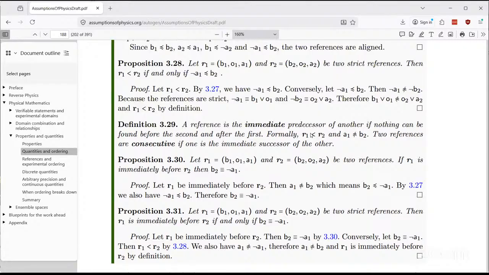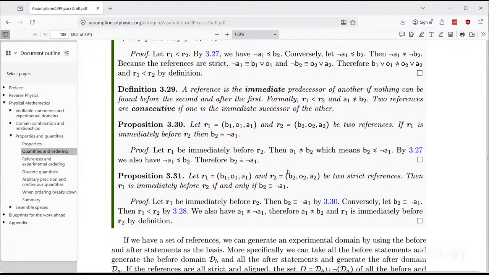Then Proposition 3.30. Let R1 be the tuple with ones and R2 the tuple with twos. These are two references. If R1 is immediately before R2, then B2 is equivalent to not A1. So this one is immediately before. To say that something is before R2 is the same as saying that it's not after R1.